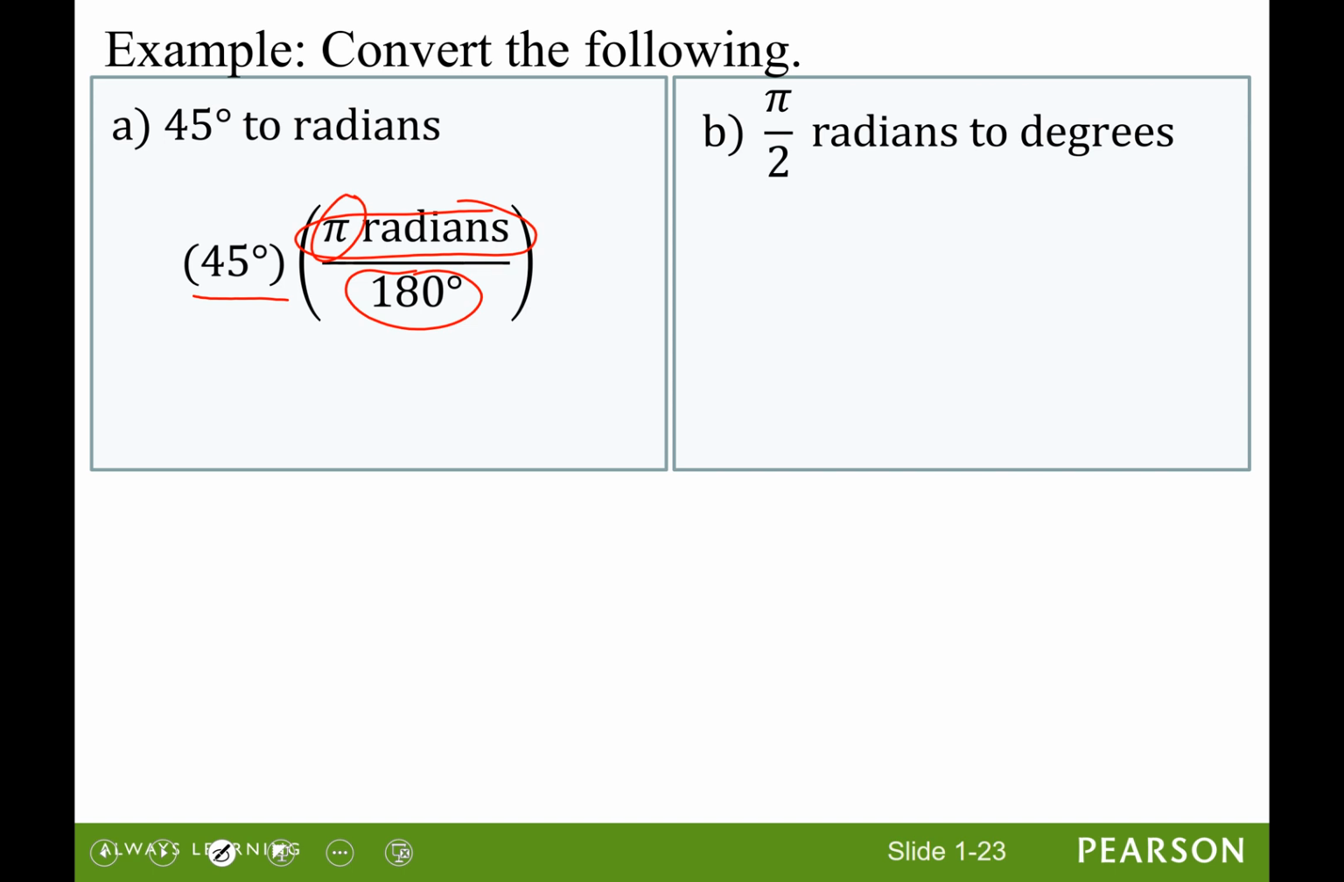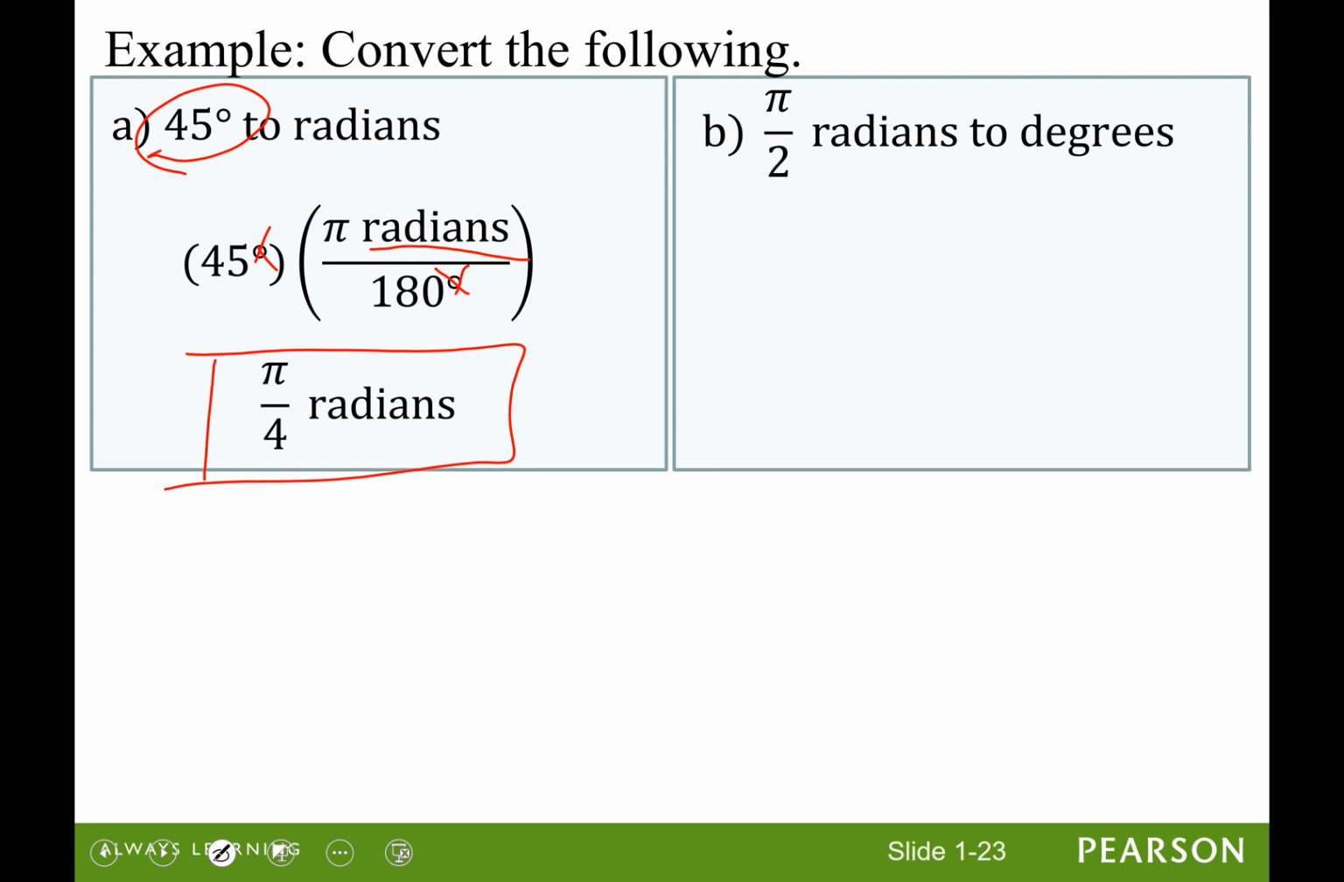So what's going to happen, the degree units, they're going to cancel out because one is on the top as a numerator and one is on the bottom as a denominator. Let me erase my work and show that again. The degree units are going to cancel out because one's on the numerator and one's a denominator. And what you're left with is the unit of radians. So that's how we convert from degrees to radians. 45 divided by 180 is 1/4, and then pi remains on the top. So 45 degrees in radians is pi over 4 radians.